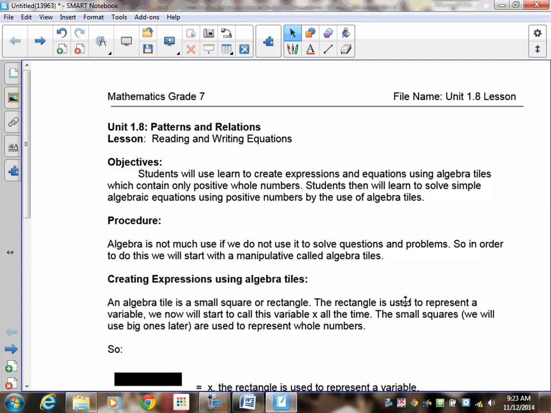Welcome to Lesson 1.8, Unit 1, Patterns and Relations. Today we're going to be looking at reading and writing equations using algebra tiles.